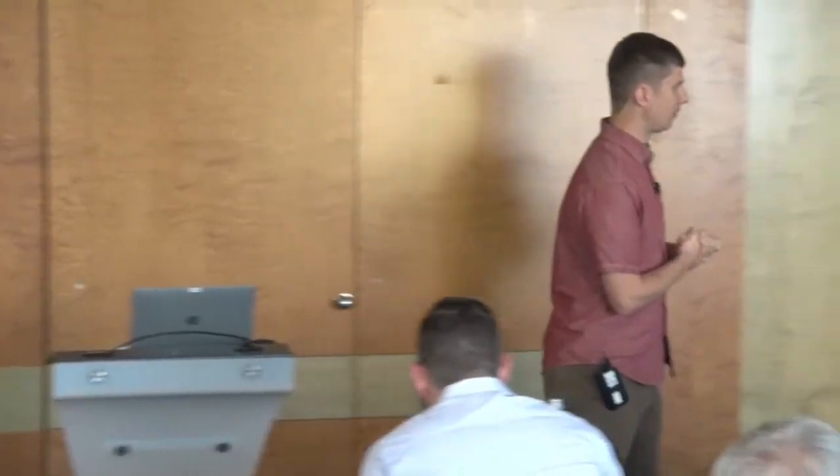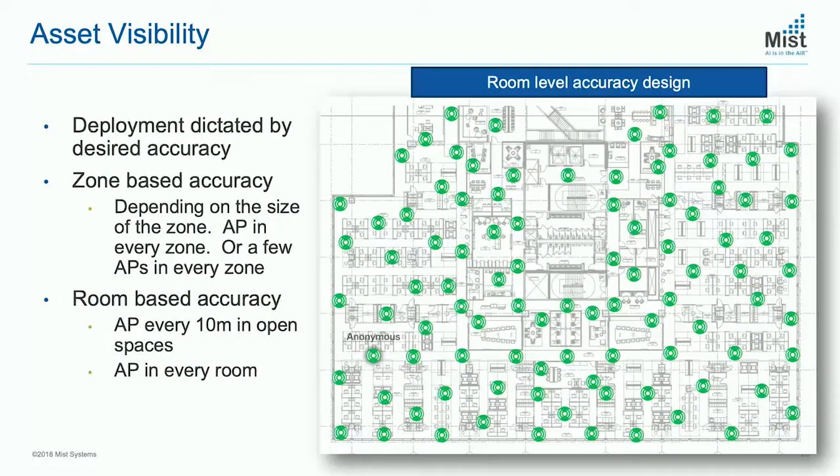Next up is asset visibility. So asset visibility is a completely different animal than wayfinding. And the deployment is dictated by the desired accuracy. So the 2 typical accuracies that we see that customers request are zone-based accuracy. So these, maybe, a quarter floor, half floor, not very granular in terms of location accuracy. In this case, it's pretty easy. You can deploy 1 AP, a couple APs in a zone, so you get some sort of location measurement going on. More accurate is kind of the room-based accuracy.